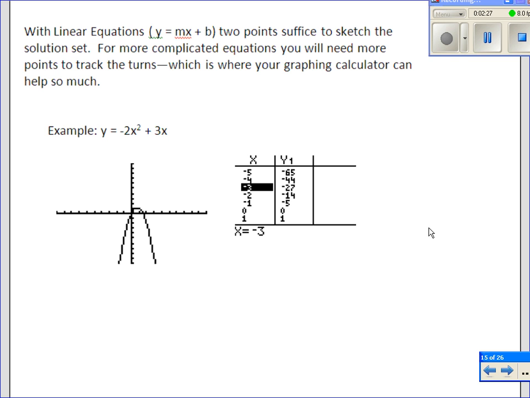For more complicated equations, you need more points to track the turns, and this is where your graphing calculator is so handy, because it is quickly plotting lots of points, and those points together form the graph of the line. And remember, you've got the table feature also in your graphing calculator to help you locate points.